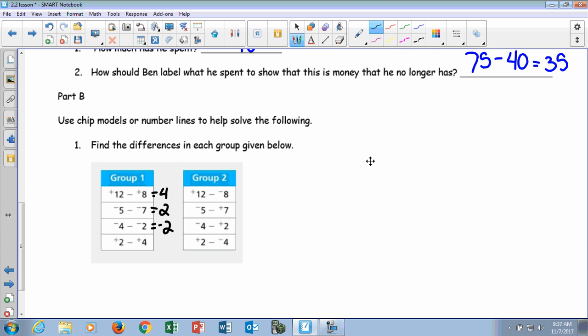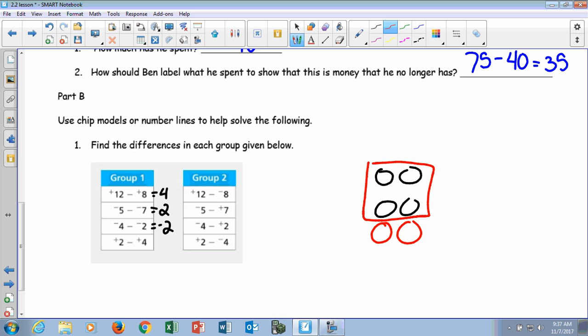Now the next one is +2, so that's 2 black chips, and I'm subtracting 4 black chips. So again, what has to happen? Because I don't have 4 black chips. What do I have to do to my chip model, Robert? Add a pair. Right, I've got to add 2 black and 2 red, because our value is still 2. But now when I take away the 4 black, what's left? 2 red, which means our answer is -2.